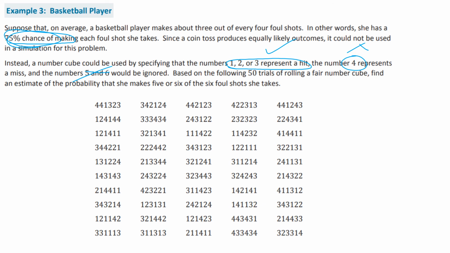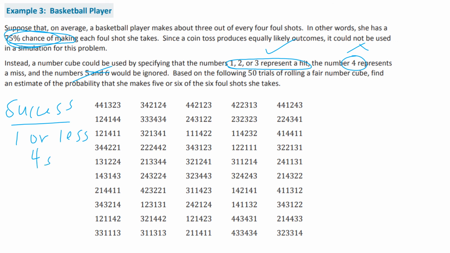Based on the following 50 trials of rolling a fair number cube, find an estimated probability that she makes 5 or 6 of the foul shots she takes. So when I look at this list of numbers, I see that they list 6 each time. So what's the probability that she makes 5 or 6? That means that she's allowed to miss 1. So we have to go through and find all of the trials where there's only 1 four, or less. Because if there's no 4s, that means she got all of the 6. So anyone that has more than 1 four is disqualified. Like this one right here has 2 4s, so that means it's not a success. Our success, I'll define it, is going to be 1 or fewer 4s.